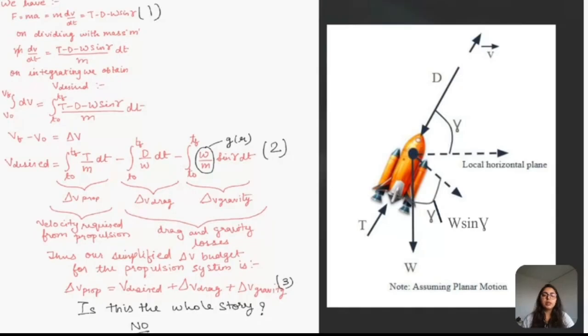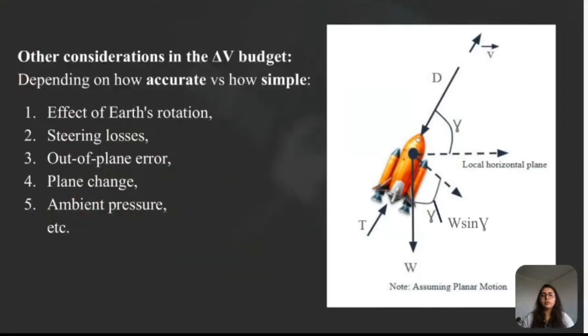Rearranging, we find delta V prop equals V desired plus delta V drag plus delta V gravity. This equation includes the velocity the propulsion system must supply and the additional delta V to overcome drag and gravity losses. Is this the whole story? No. We have to further consider some simplifications and considerations. This analysis simplifies many aspects of the real world problem.